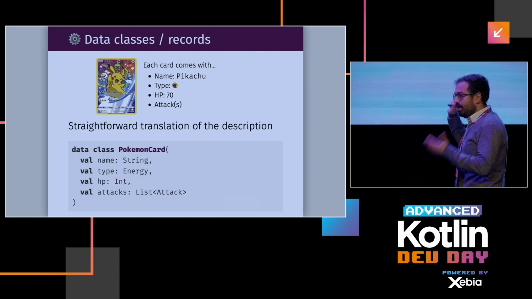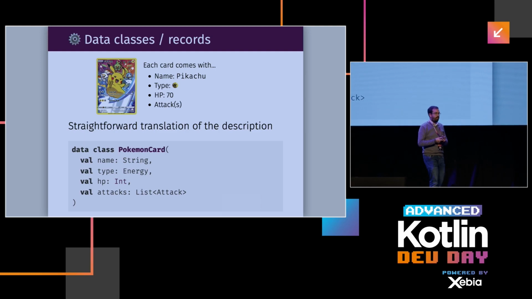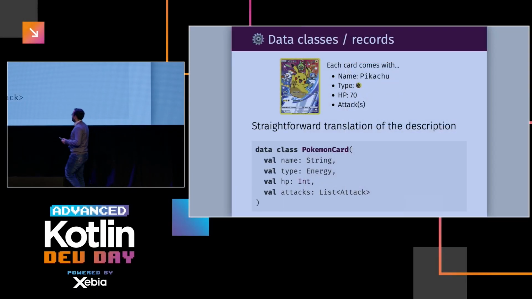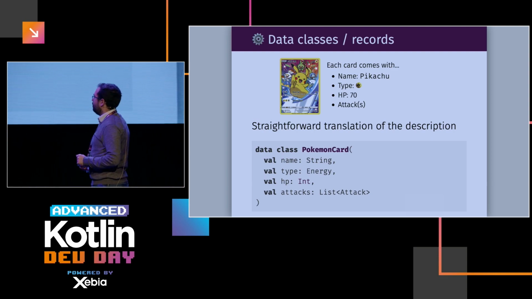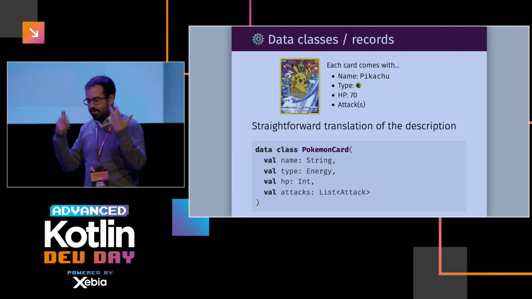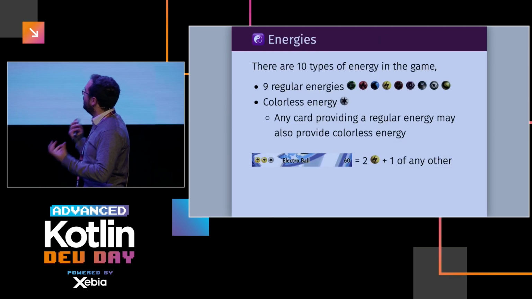The nice thing is that you can very straightforwardly translate this into, for example, a data class. You can just say, well, my card has a name, a type, some health points, and attacks. My name is a string, and my type is going to be some kind of energy, and then an integer for the health points, and the list of attacks. So far, hopefully so good. That's mostly so that we all get into the syntax and all of that.